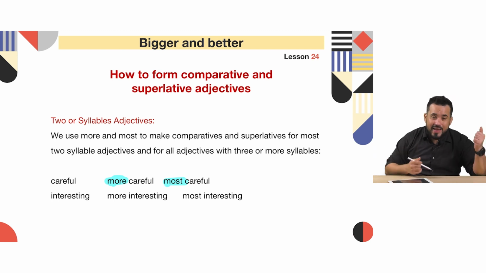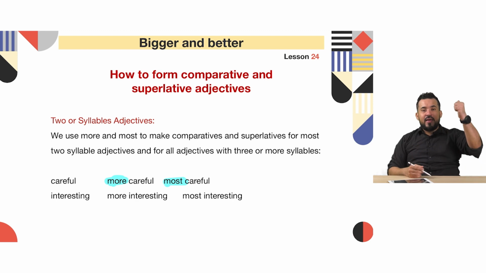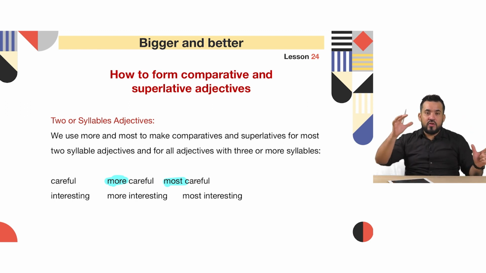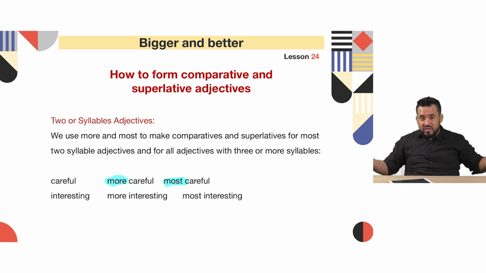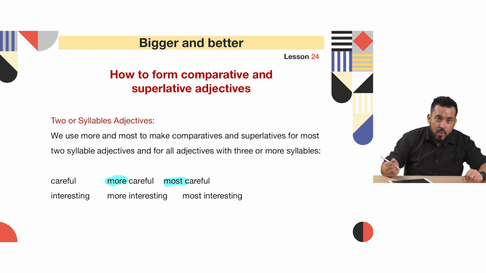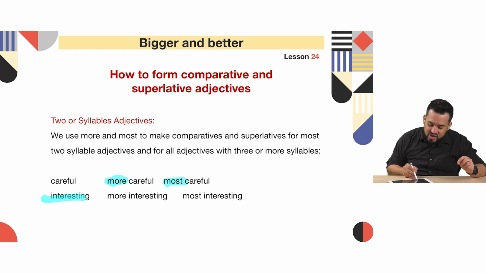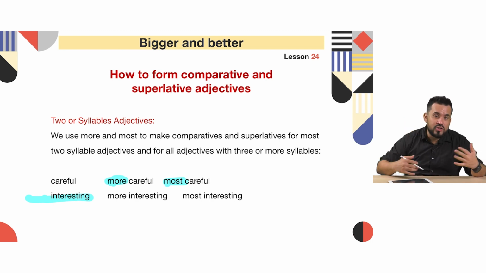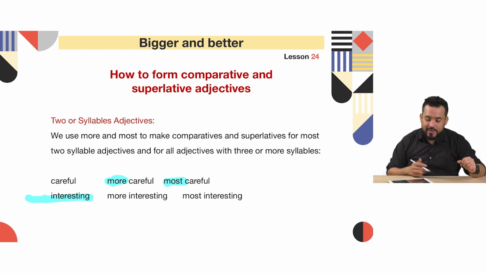So if we say careful, how many syllables is that? Careful, two syllables, two vowel sounds. So we don't use carefuler or carefulest. It would just sound wrong because it is. We just say more careful or most careful. If we say interesting, we don't say interestinger or interestingest. We just say more interesting or most interesting.